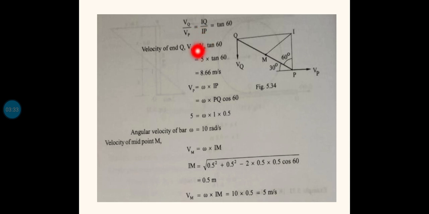Vp value is given as 5 meter per second. So Vq can be calculated: Vq equals Vp into tan 60. Vp is 5, and the tan 60 value you can get from the calculator. Now the Vq value is 8.66 meter per second.